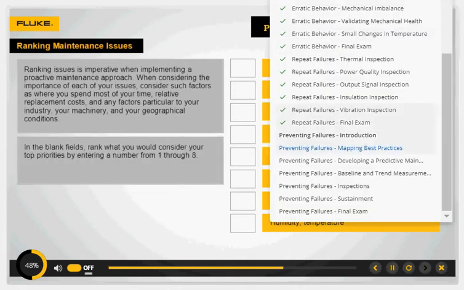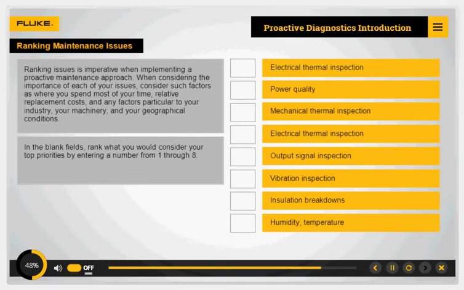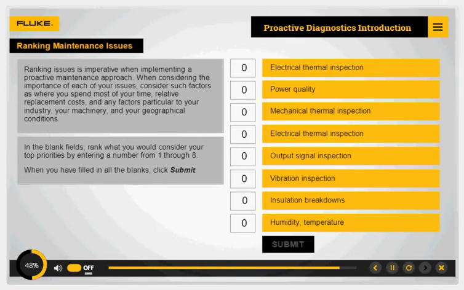In the fields next to the issues, rank what you would consider top priorities by entering a number from 1 through 8. When you have filled in all the blanks, click Submit.